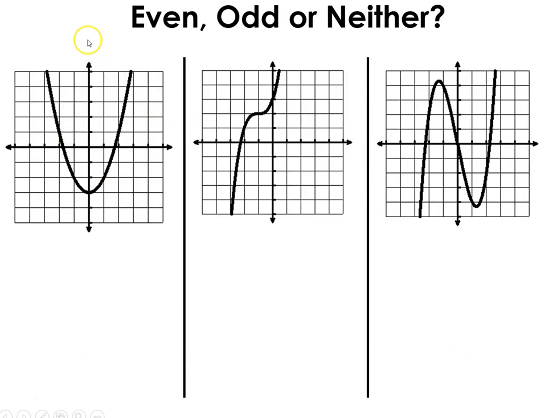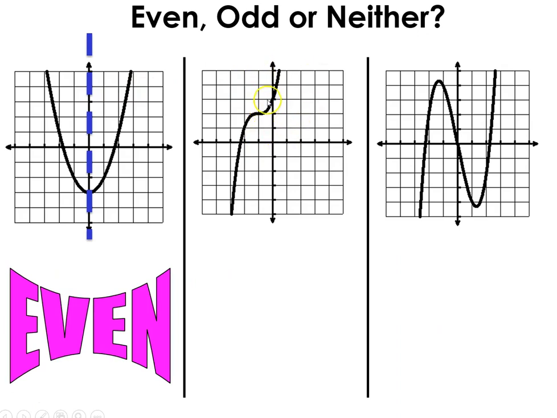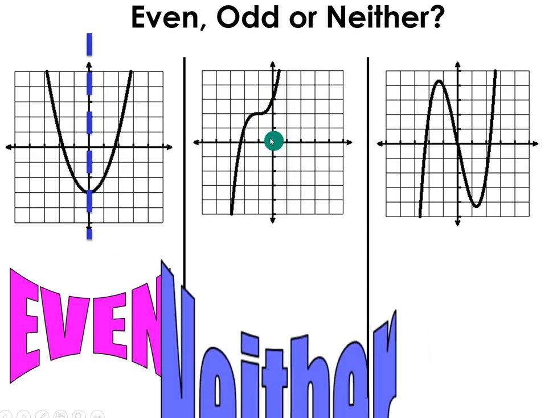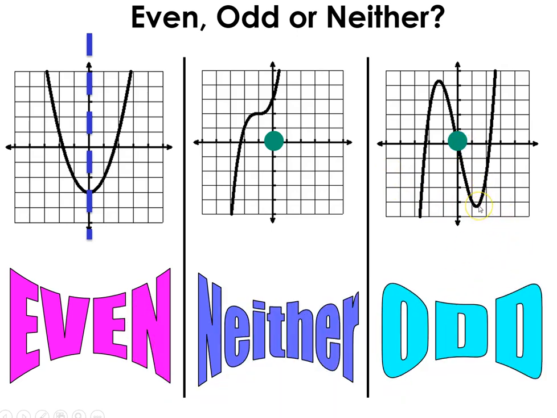Looking at this one, I can reflect over the y-axis. That makes this one even. This one, I cannot reflect over the y-axis. It's not going through the origin, so it's neither. This one is not a reflection. It is a rotation of 180 degrees. If I rotated this 180 degrees, it would come back up here, and it is going through the origin, so this function is odd.